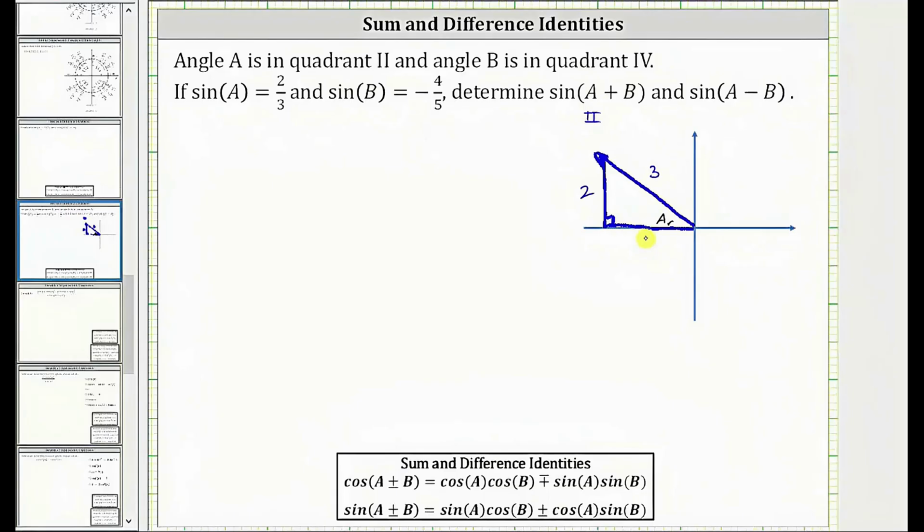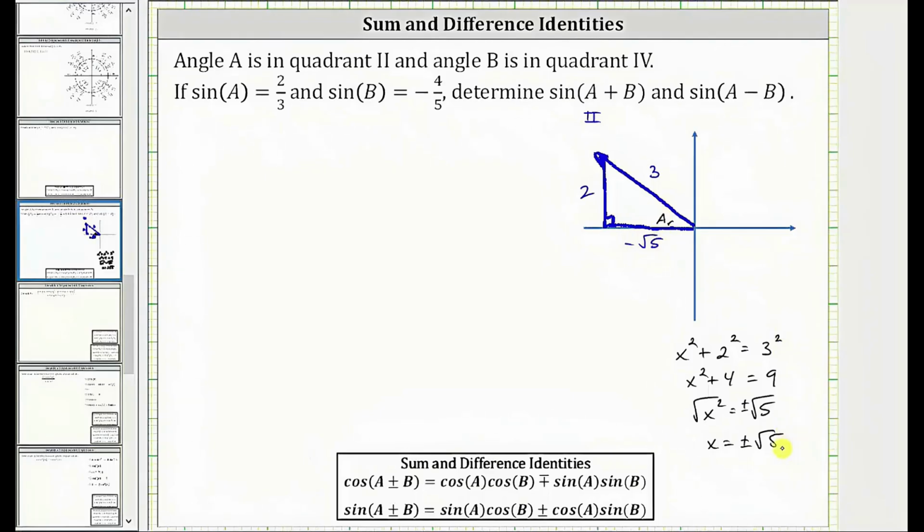Let's go ahead and label this leg x and then find x using the Pythagorean theorem, which gives us x squared plus 2 squared equals 3 squared. Simplifying, we have x squared plus 4 equals 9. Subtracting 4 on both sides gives us x squared equals 5. And now we take the square root of both sides of the equation, which gives us x equals plus or minus the square root of 5. But again, because we're in the second quadrant, we know x is negative, and therefore we label the leg negative square root 5.